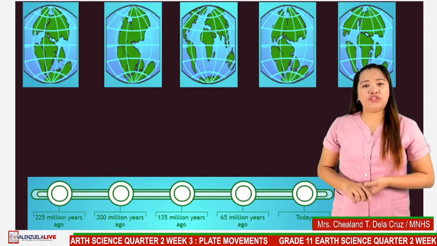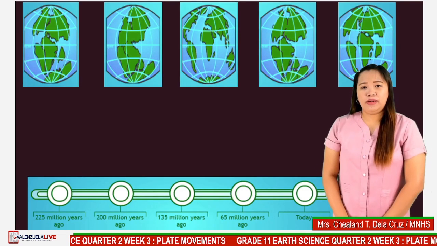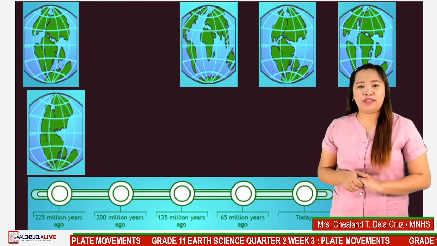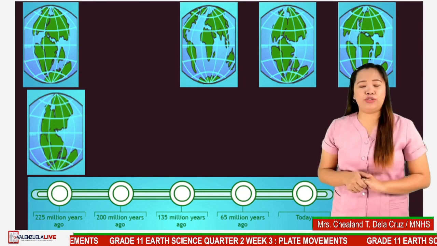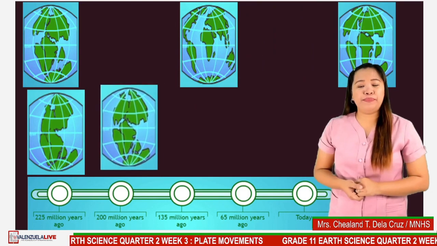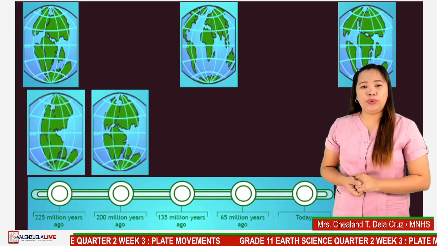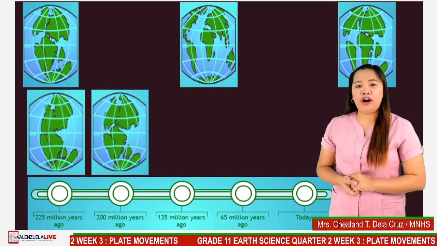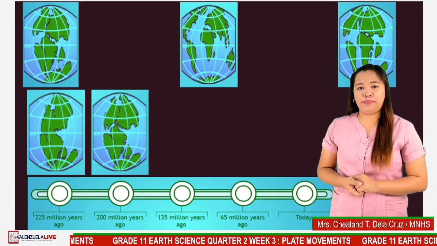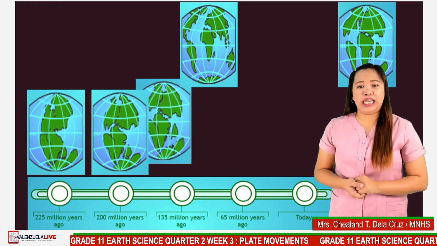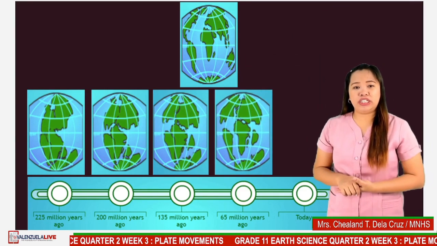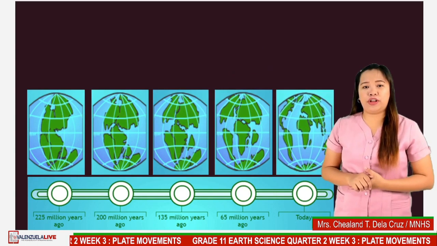Time's up. Let's check your answers. 225 million years ago, all the land masses on the Earth is believed to be part of a supercontinent called Pangaea. 25 million years after, this supercontinent broke into two and was named Laurasia, the large northern continent, and Gondwanaland, the large southern continent. Several million years after this, these two continents further broke into four until it reaches the current numbers and locations of the continents.